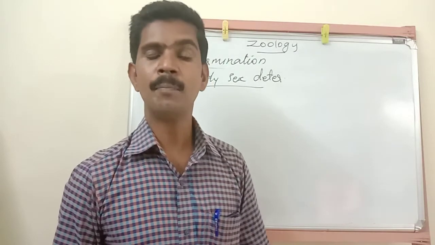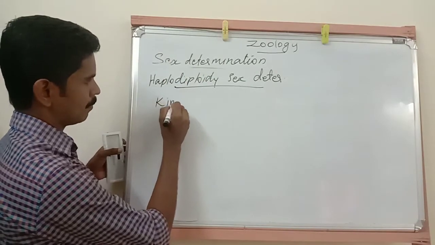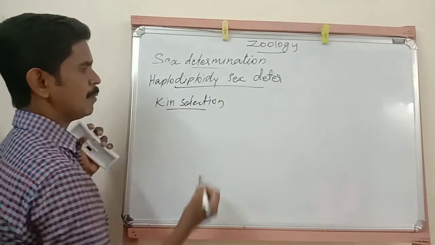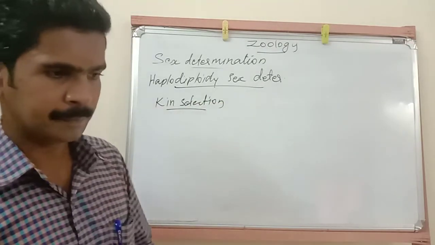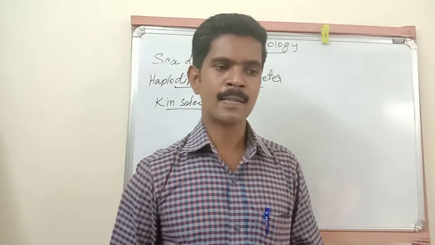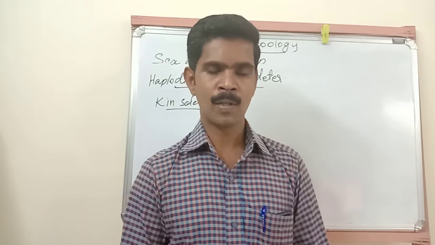Then one important 2 mark question: kin selection. Very important 2 mark question. We can see this kin selection phenomenon in the honeybee family only.